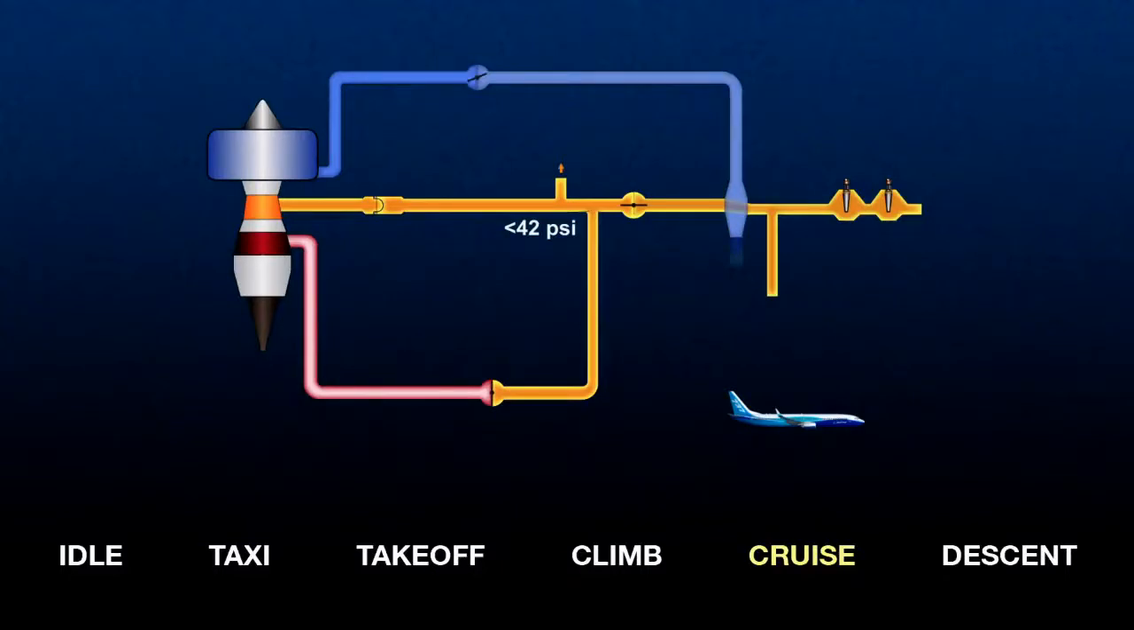If the airplane is heavy with a full load of passengers and cargo, the throttles will be set higher to maintain speed and altitude. In this case, it is likely that the 5th stage pressure will remain above 32 psi and the HSV will remain closed.